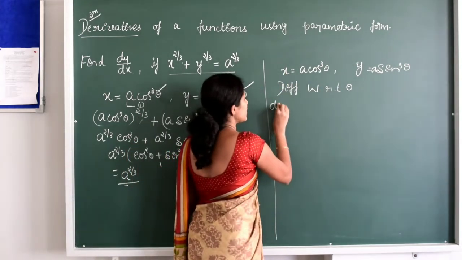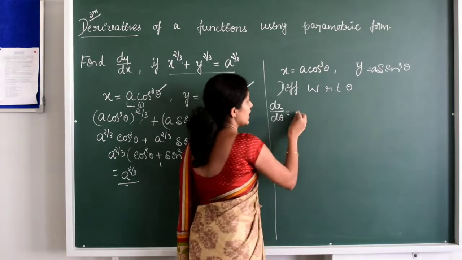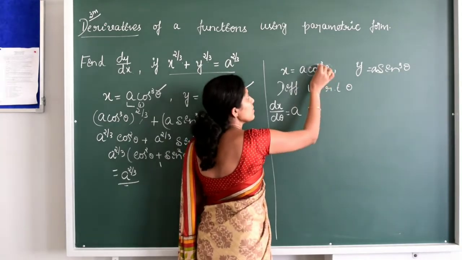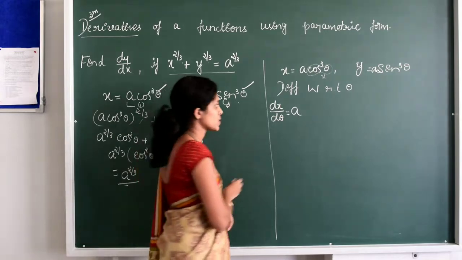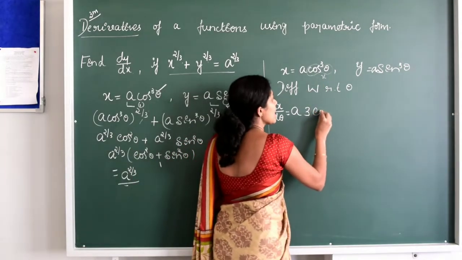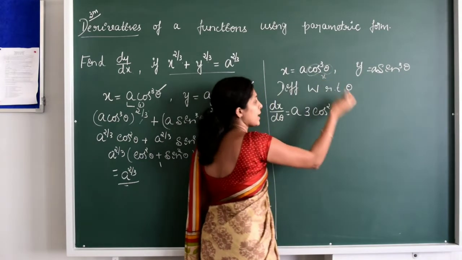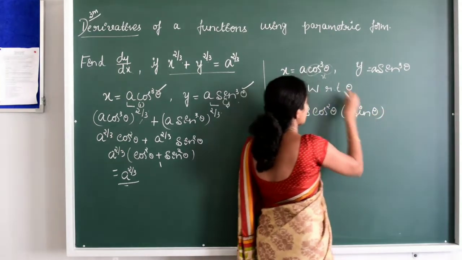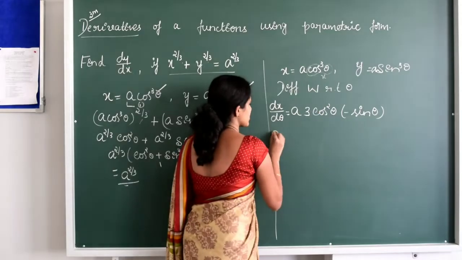dx by d theta is equal to a, which is constant, as it is, times the derivative of cos cube theta. It is of the form x cube, right? The derivative of x cube is 3x square. So this is now 3, and in the place of x we have cos. So 3 cos square theta into the derivative of cos theta, which is minus sin theta. Derivative of theta with respect to theta is equal to 1. Next we will differentiate the second one.